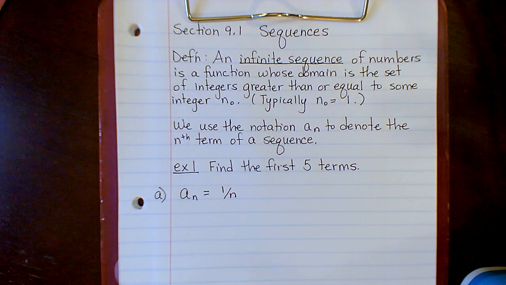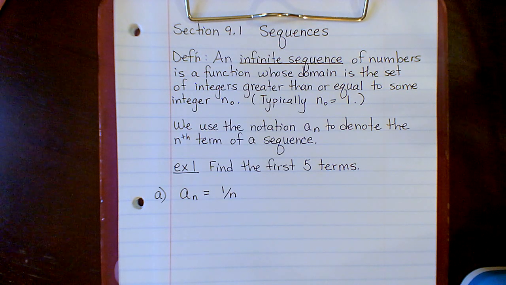This is section 9.1, and this section is on sequences. So we start off with a definition. An infinite sequence of numbers is a function whose domain is a set of integers greater than or equal to some integer n sub 0. Typically, for sequences, n sub 0 is 1.